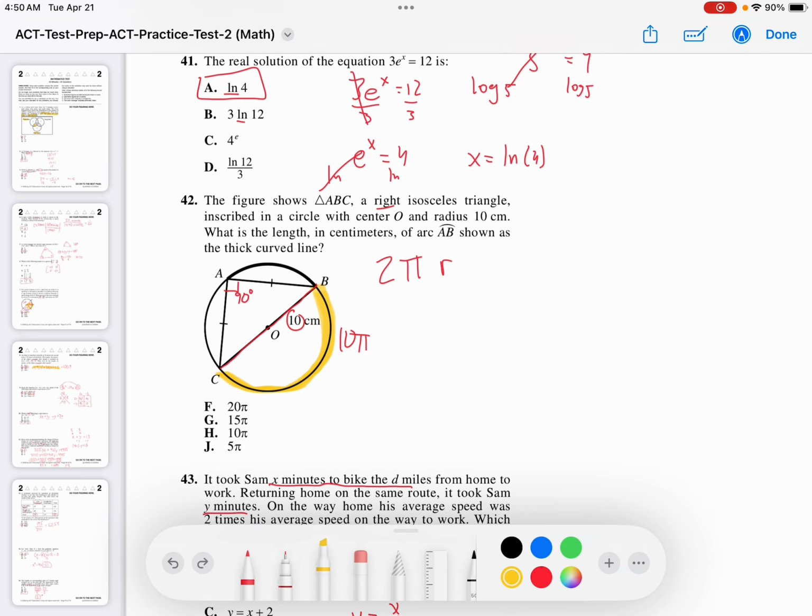But we don't want the big long one, we want this short one right here. So the whole rest of it would be another 10, but the fact that this is an isosceles triangle means that it cuts it into 2 equal sections. So this whole big long one would be 10, and the 2 equal sections would then be 5 pi. So the answer should be J for number 42.